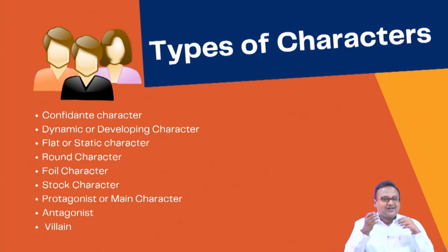Dynamic characters are also sometimes called round characters. This is a distinction that E. M. Forster makes in Aspects of the Novel: flat characters and round characters. Flat characters are those characters that do not change throughout the novel. They do not change much. Whatever they are in the beginning, even towards the end they remain the same. They are also sometimes called static characters, but there is a slight difference between a flat character and a static character, but they do not change, that is what you need to keep in mind.